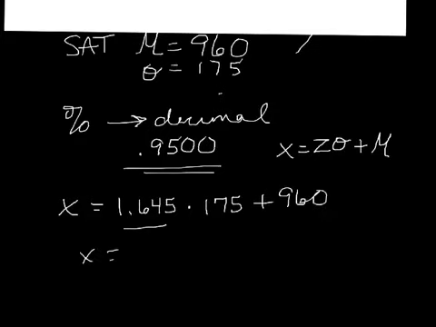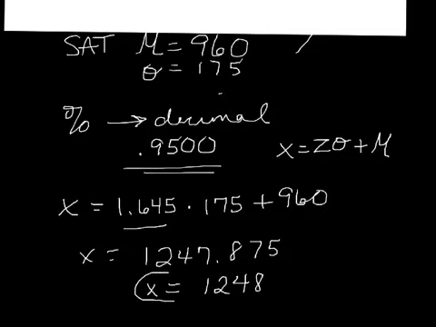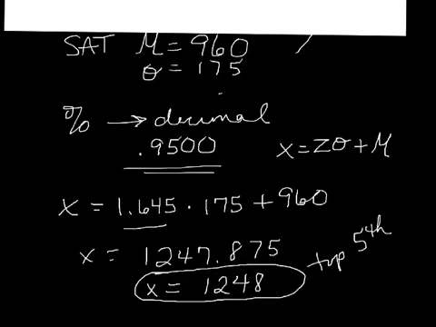You're doing that in your calculator. 1.645 times 175 plus 960. And you get 1247.875. Again, this is a test score, so we're going to round to the nearest whole number, 1248. So an SAT math and verbal combined score of 1248 represents the top 5th percentile.